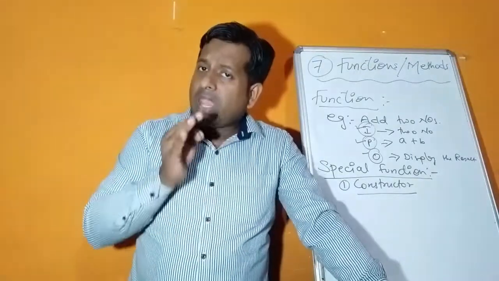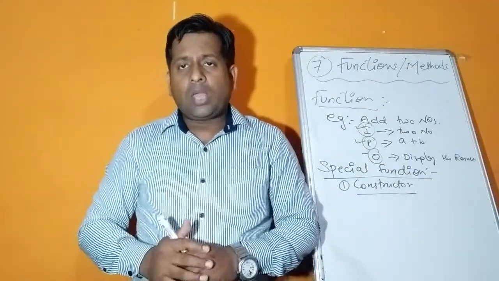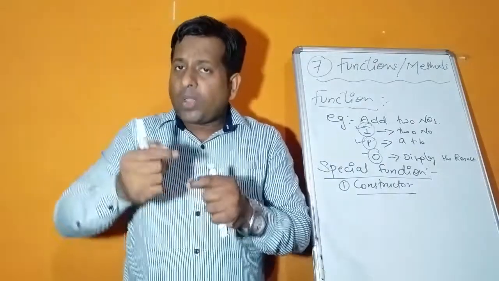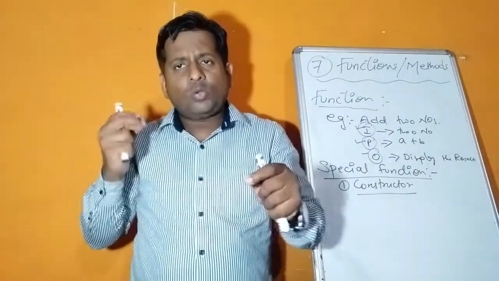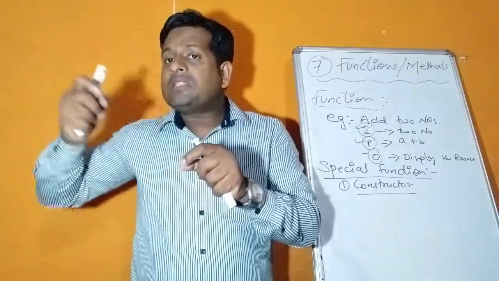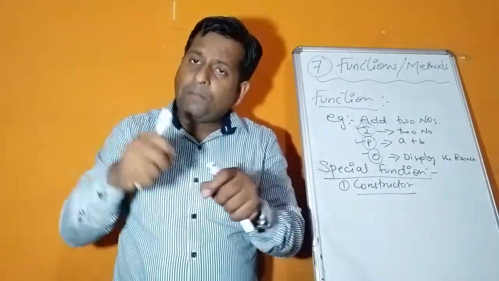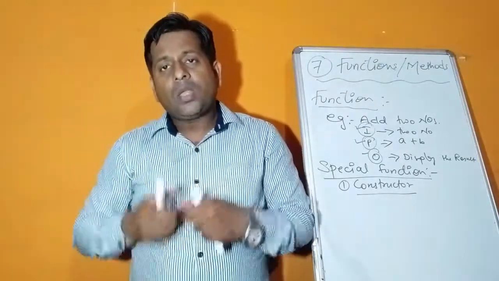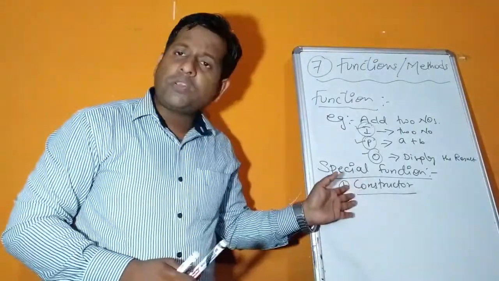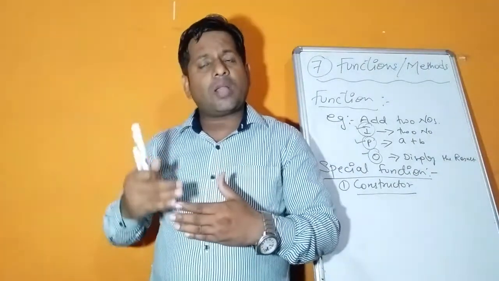Reason: the name of the function and the name of the class are the same. The benefit of having the same name is implicit calling. That means when you are calling the function, maybe to supply a value or to do any work, you don't have to call it separately with the help of an object. The function will be called automatically, implicitly, when the object is created, because the name of the class and the name of the function are the same. That's why it is known as a special type of function.